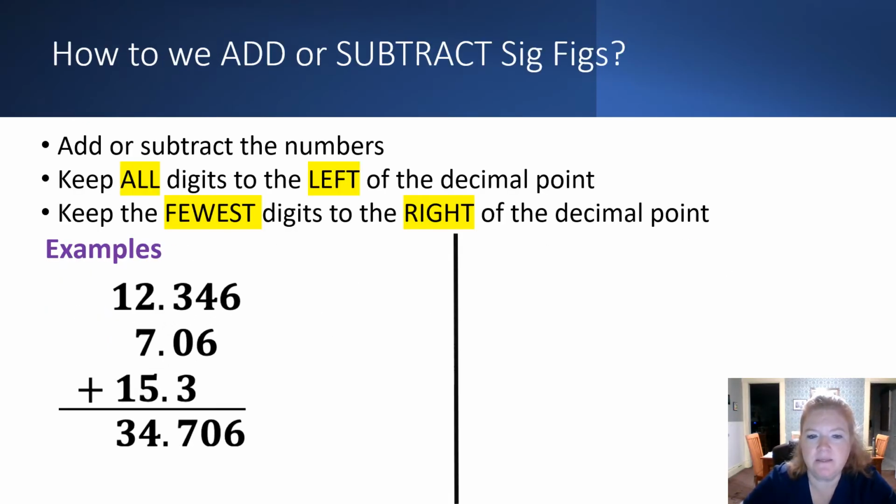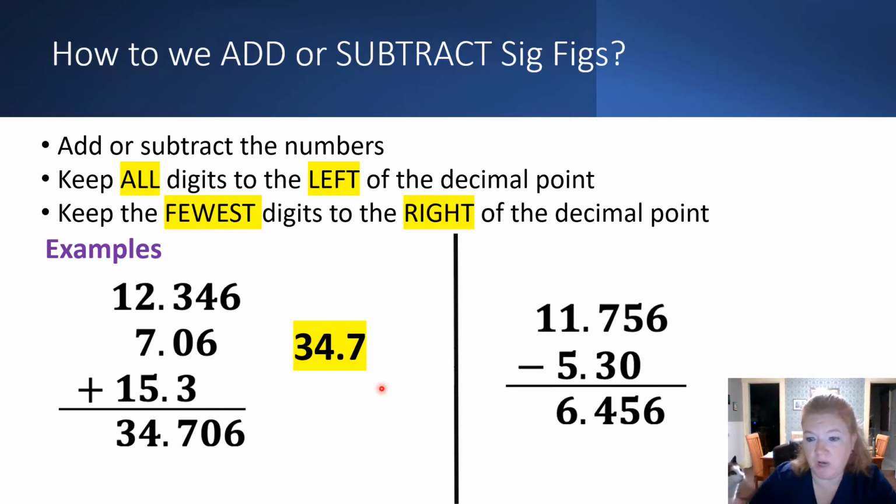How do we add and subtract? So remember, all that matters are the digits to the right of the decimal point. So you just got to add the numbers first. Don't do anything until after you add. Just add up the numbers and then look at how many digits are after the decimal. Your answer has to have the least number. So that has 3 after the decimal, 2 after the decimal, 1 after the decimal. So my answer can only have 1 after the decimal.